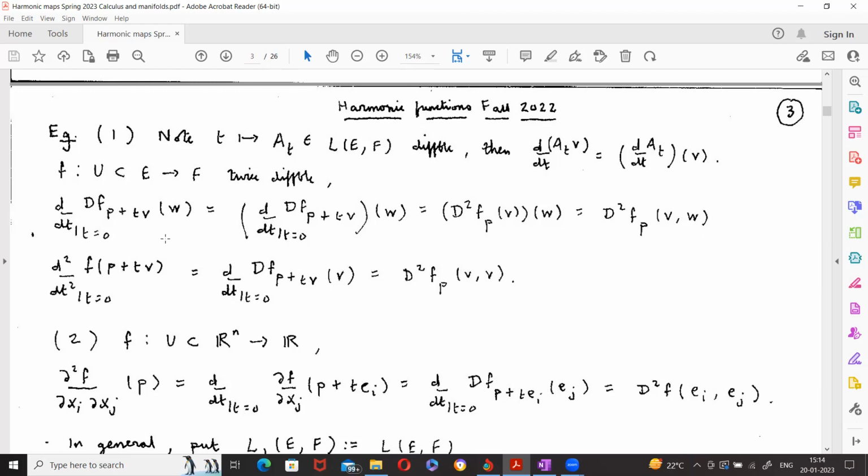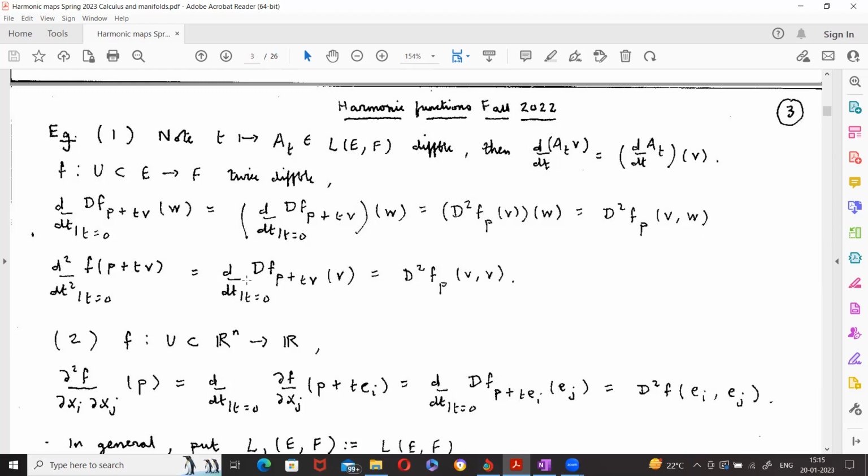And what happens if I differentiate f twice along this straight line p plus tv? So if I take the second derivative at t equal to 0 of f of p plus tv, then this is d/dt at t equal to 0 of the first derivative of this. Now the first derivative of this by the chain rule is df at the point p plus tv applied to the vector v, right? v is the velocity vector of this straight line, p plus tv.